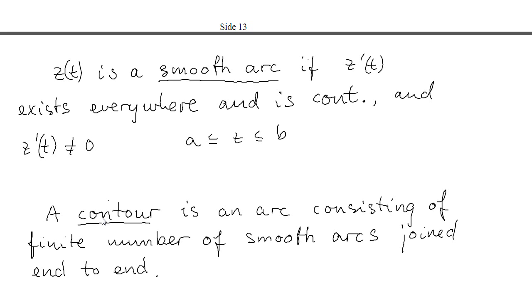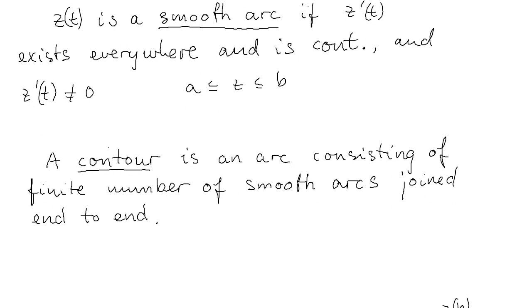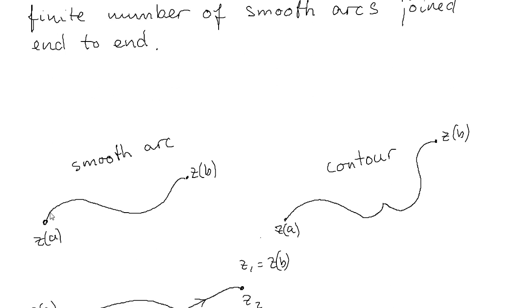Another concept which is interesting and necessary for us to use is the concept of contour. A contour is an arc consisting of a finite number of smooth arcs joined end to end. So let us just give examples of this. Here is just a smooth arc. Here is a contour. It consists of, in this case, two smooth arcs which are joined together in one point. So it's not discontinuous.